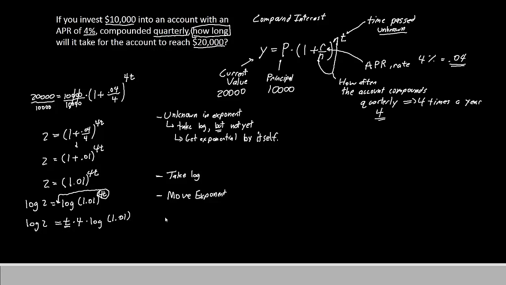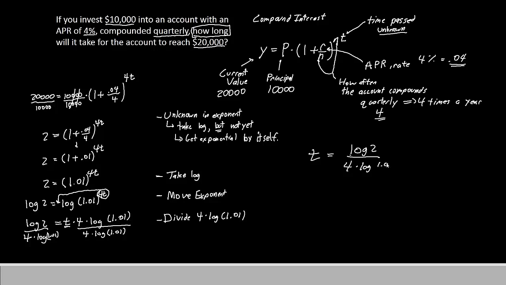Well, now we just need to get the t by itself. So we're going to divide by everything else. We will divide 4 times log of 1.01 on both sides. Here's the right and the left. So now my answer is this. T equals log of 2 divided by 4 times log of 1.01.